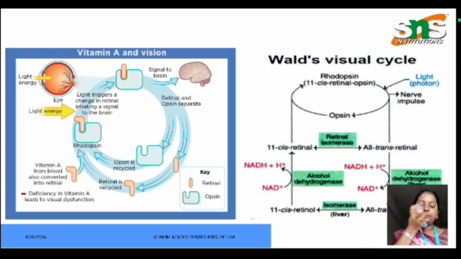This cycle happens in our eye as the visual cycle, and what is not converted there should be sent to the liver for further conversion. You can see another image where light energy hits the eye and sends signals to the brain, and the retinal and opsin separate and are recycled back and join again as 11 cis retinal and opsin in the rhodopsin, and the cycle continues for our vision.